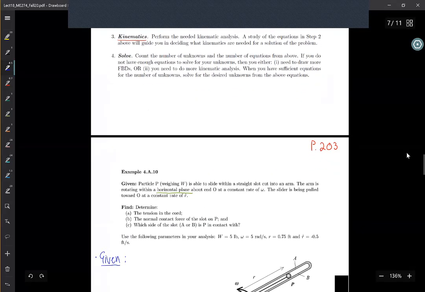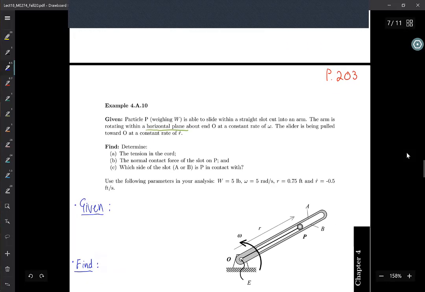So let's see that applied in problem 4A10. So this problem, we have a particle with some weight that it's moving on a slot. There is something important that I wish you guys to pay attention. The problem says the arm is rotating within a horizontal plane about end O, and we're given some constant rate of motion. And we're also told that the slider is being pulled with a constant rate r dot.